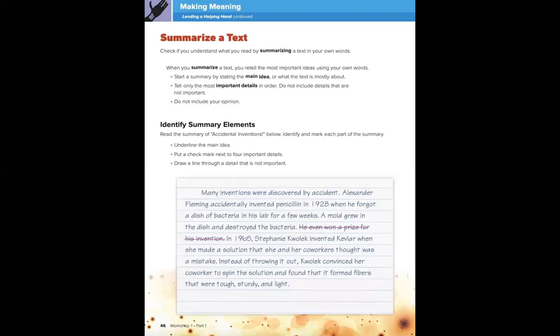All right, so this is a summary of accidental inventions. The story that we've been reading for the last month, it seems like. So this is a summary, a snapshot of what the story is about. You guys are going to go back and underline the main idea. You're going to put a check mark next to 4 details that help support that. And they've already drawn a line, so you don't have to worry about that. All right, please let me know if you have any questions.